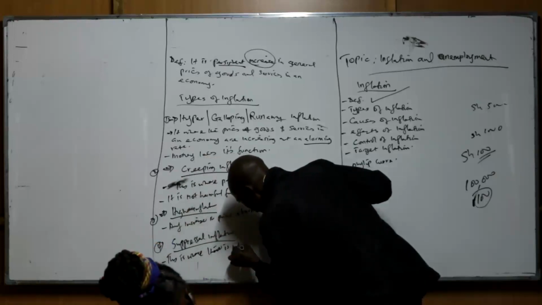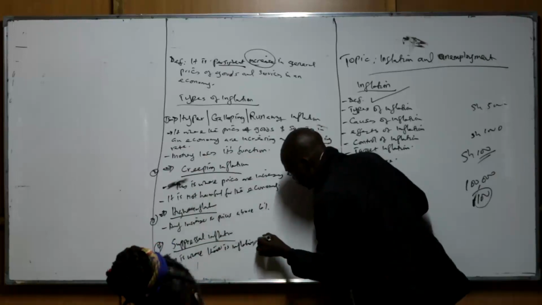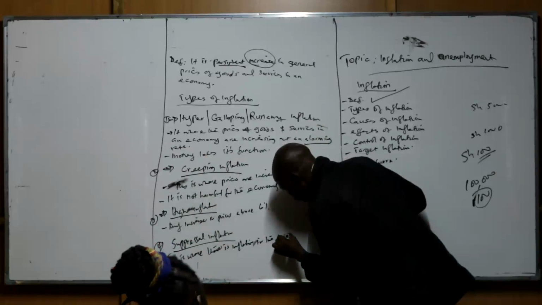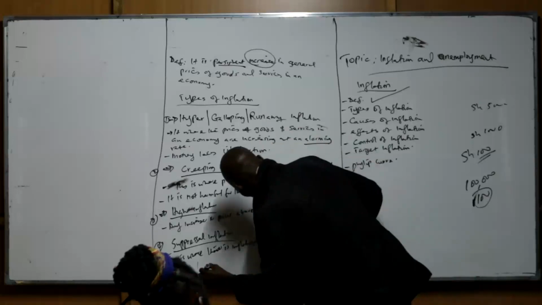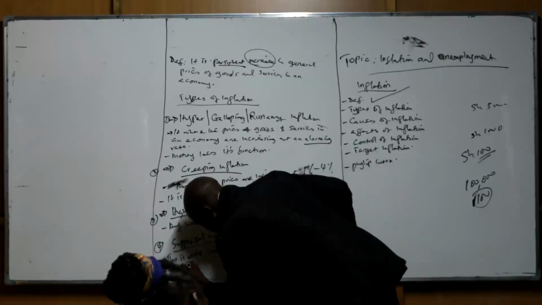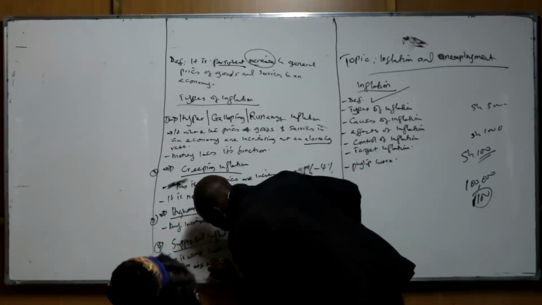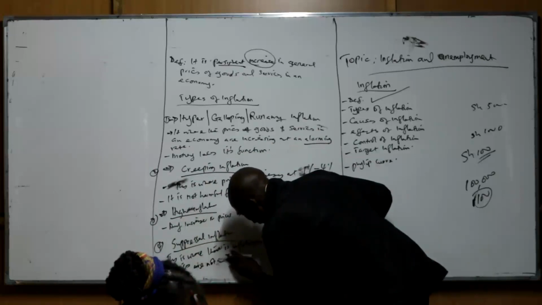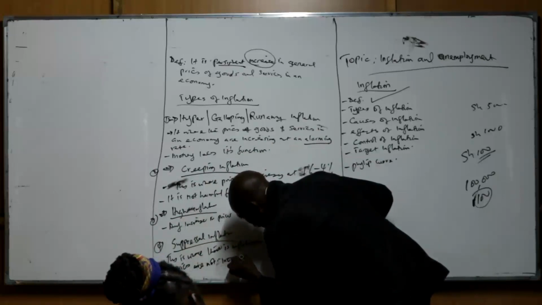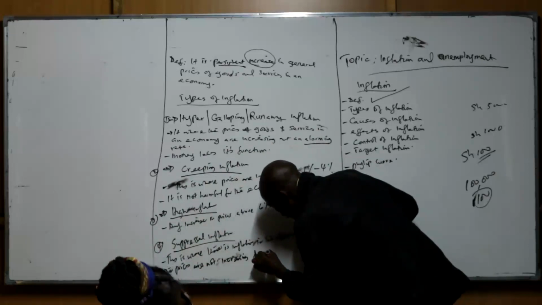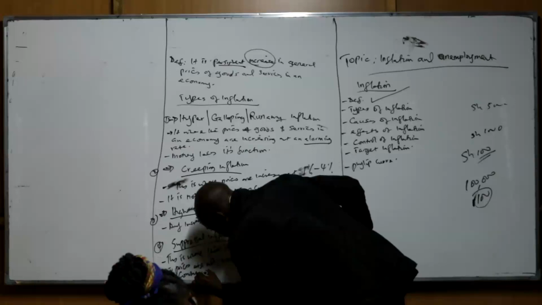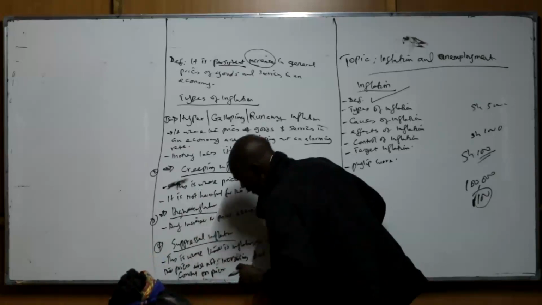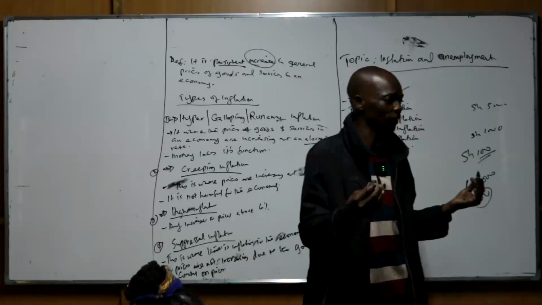So this is where there is inflation in the economy, but the prices are not increasing due to government control on prices. The government has set a price, so the prices cannot increase.